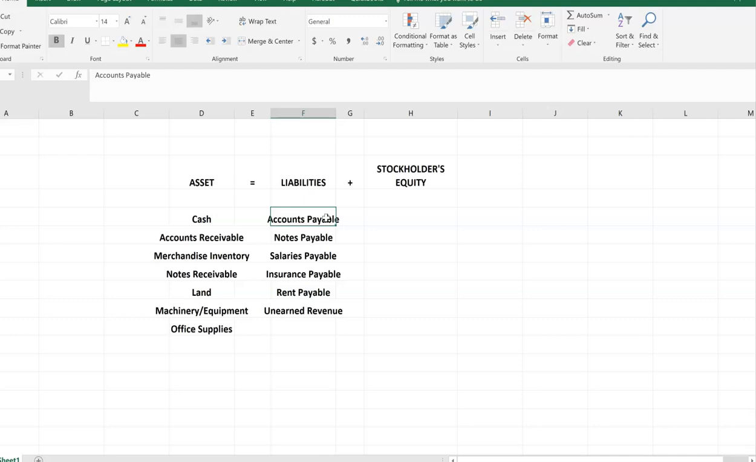I get my electric bill in the month. I get it in December, and it was for the electricity I used in November. I'll pay that within a 30-day time frame. So I have it available, I record it. It is an accounts payable.